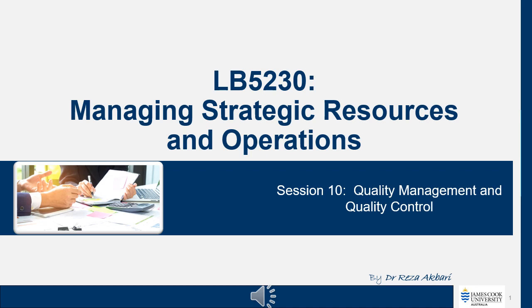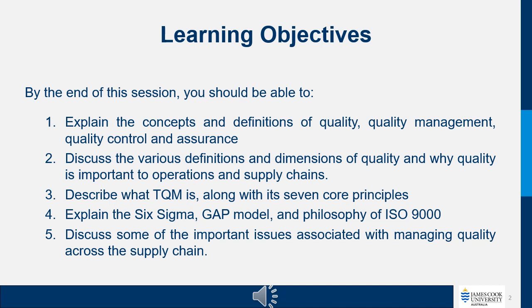In this session, we're going to talk about quality management and quality control. Once you complete this session, you are able to explain the concept and definition of quality, quality management, quality control, and assurance. You can discuss the various definitions and dimensions of quality and why quality is important to operations and supply chain. Then we can look into total quality management along with seven core principles. We're definitely looking into Six Sigma, the gap model, the philosophy of ISO 9000, and you're also able to discuss some of the important issues associated with managing quality across the supply chain.